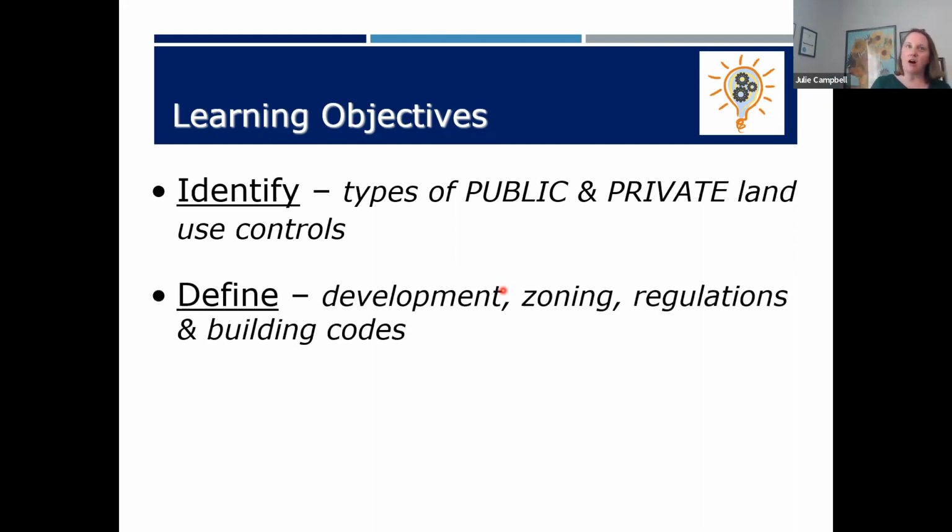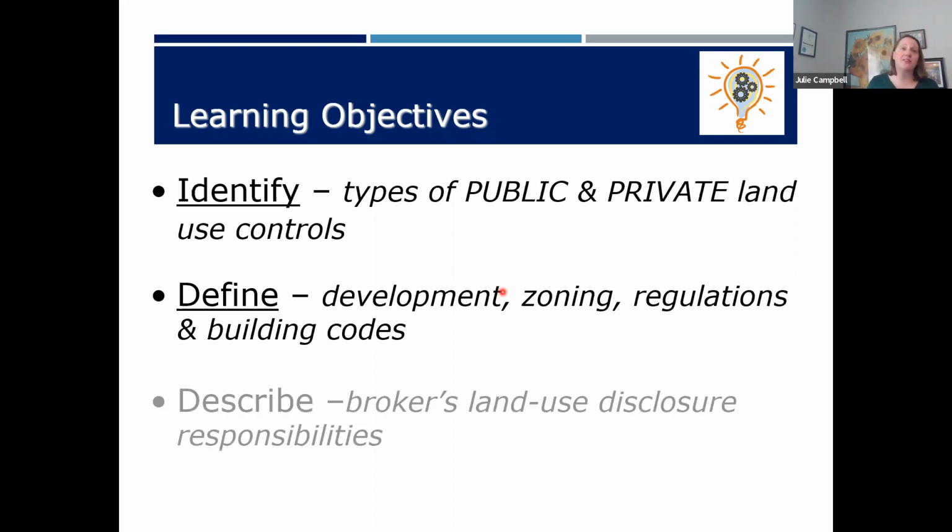We have to define a lot of words in this unit. This is just scratching the surface here. And then, like I said, for the first time on Tuesday, we're going to bring the broker into it. What is the broker's role when it comes to these land use controls? What's our responsibility?